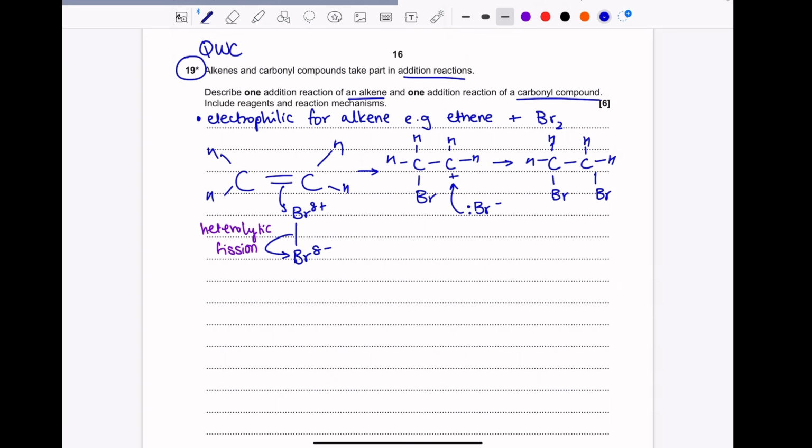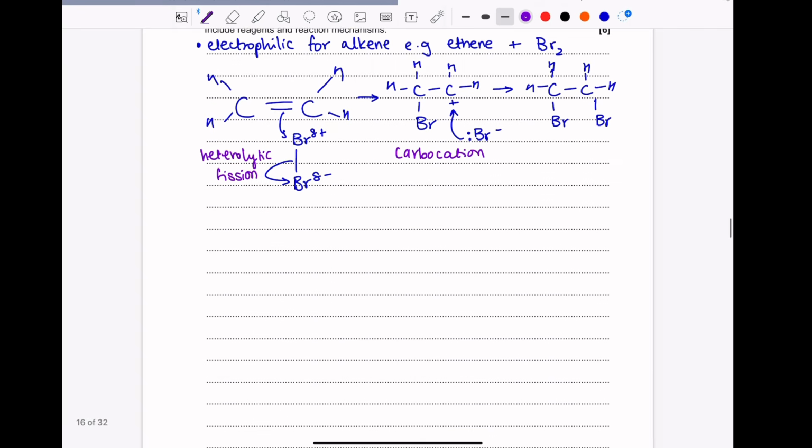And you could also label the intermediate as carbocation. Then for the second half, which is the carbonyl compound, that would be nucleophilic addition for the carbonyl. So let's use ethanol, and you could either reduce it or convert it into a hydroxynitrile, which is what I will do, and that requires hydrogen cyanide.